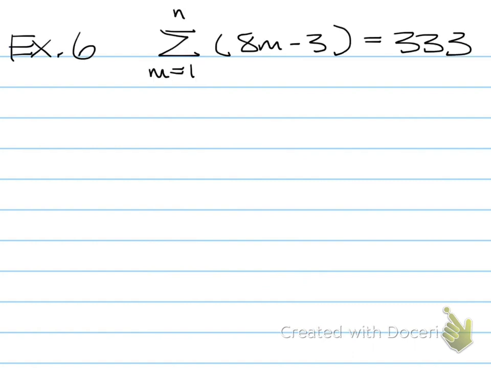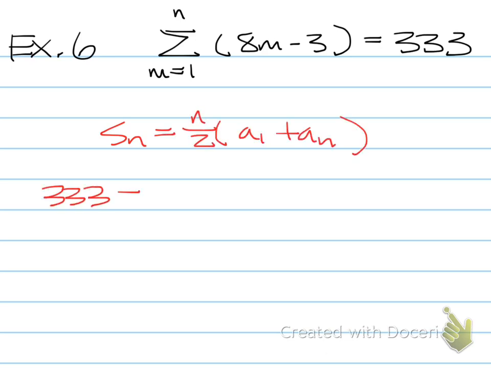And lastly, again, sigma notation. Now we're told that the series is 333. The sum of all the terms in the sequence is 333, and we want to determine how many terms there are in the sequence. So we're going to use the same formula, just working backwards. So S sub n is 333. And again, we don't know what n is, so we leave the n over 2.